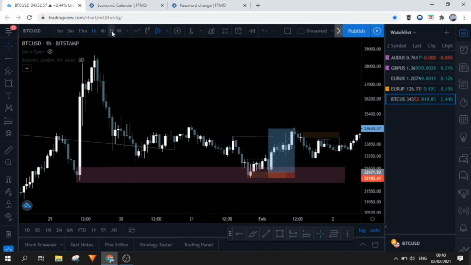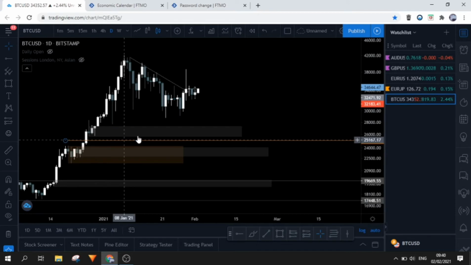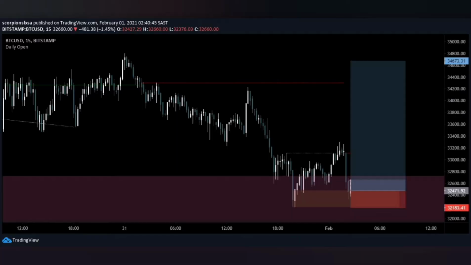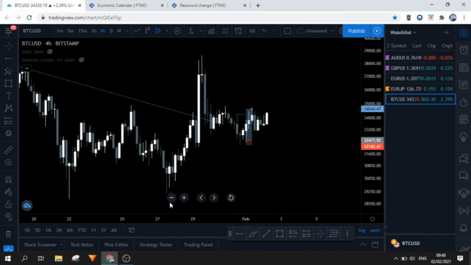A trade on BTCUSD. I don't mind these, it's not part. I was just looking for a place to buy Bitcoin long term. But the analysis for this trade starts on the 4-hour time frame.